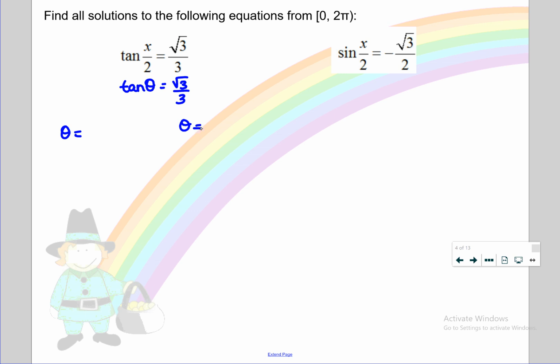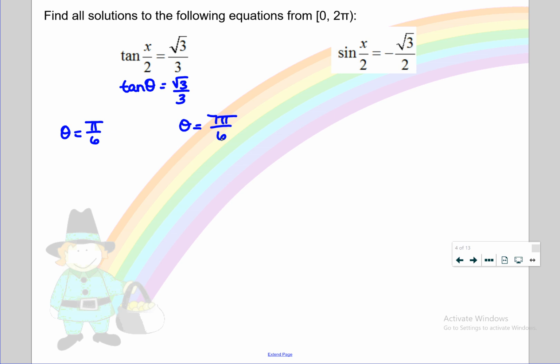Pi over 6. Well, let me think. What's my y there? My y is 1/2 and my x is rad 3 over 2. That works. Yep. Pi over 6 is the first one. And what was the other one that you said? 7 pi over 6. Yep, that's right. Okay. And then I need to add on to that the period times k.